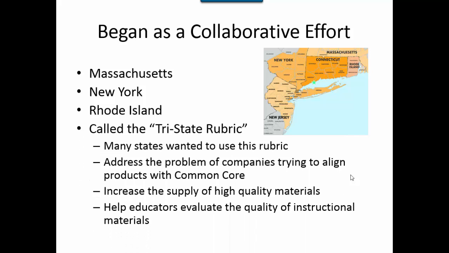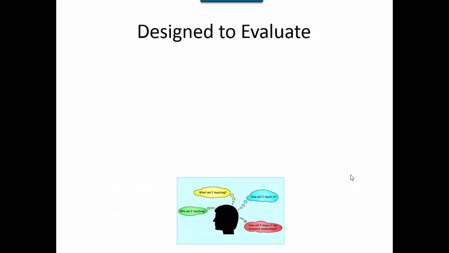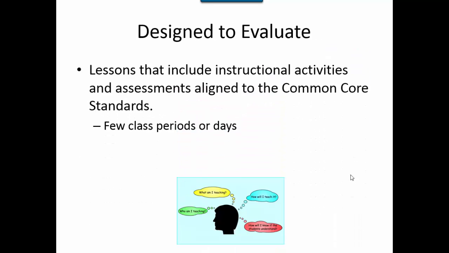Word got out and many other states began using the rubric. It addressed the problem with differing ideas of Common Core alignment from differing companies. It helps educators evaluate the quality of instructional materials, including lesson plans. It was designed to evaluate how lessons align to the Common Core standards.